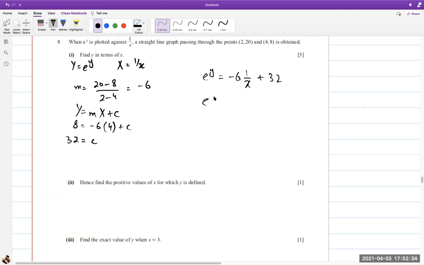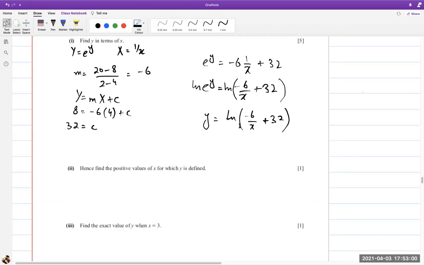Yeah, so now we simplify this. We get minus 6 over x plus 32. You had to represent y in terms of x. So you take log on both sides. I'm going to take ln. So I get y is equal to ln of this whole thing. There you go. Remember, you will not write ln minus 6 over x plus ln 32. That's very different from just this thing.